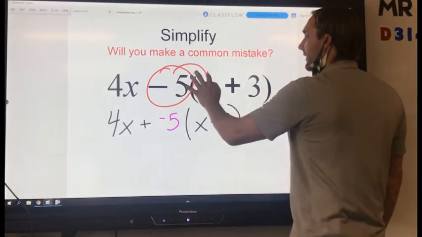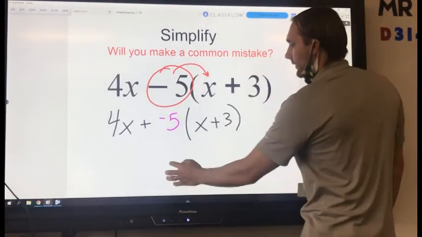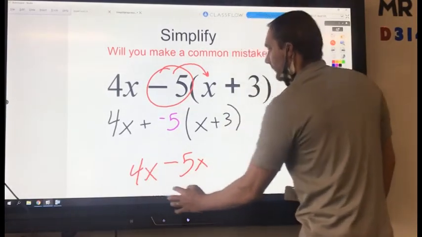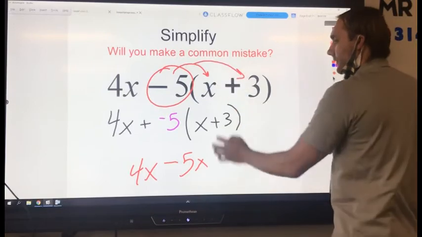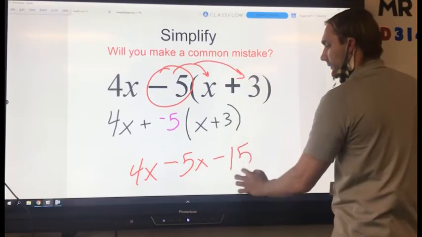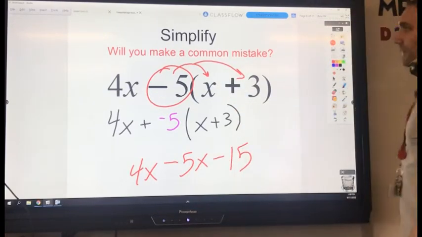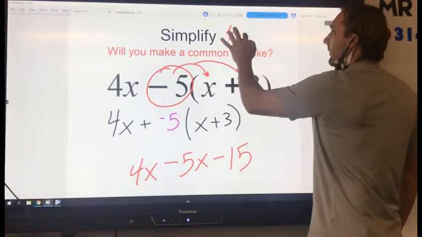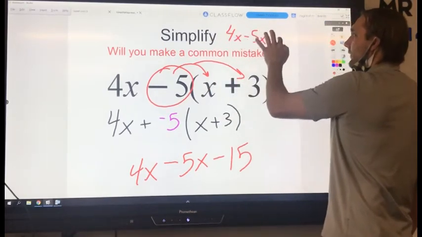So negative 5 times x, which is negative 5x. Minus 15. And negative 5 times 3 is negative 15. What happens is you treat that as a subtraction and you go 4x minus 5x plus 15.